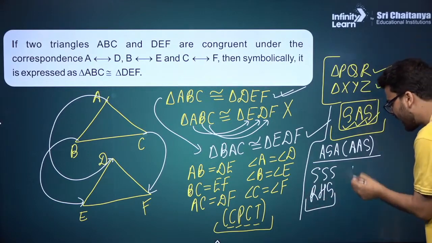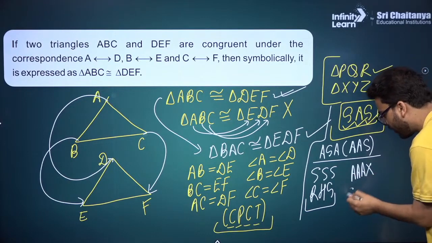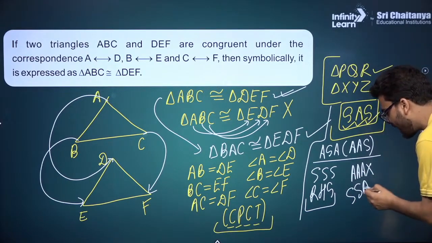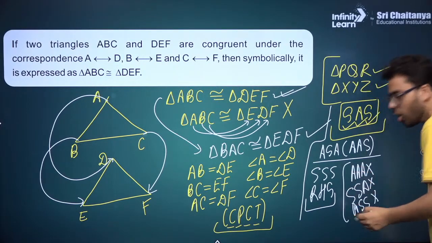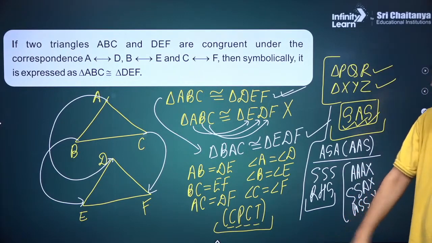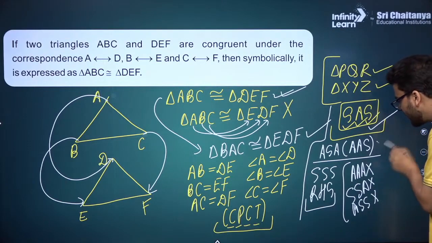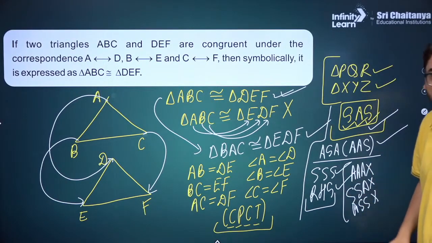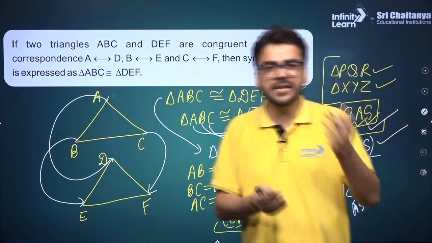You cannot say that YAA. I will explain that YAA is not there. One student, I think Ankit, asked why SSA is not there. I will explain. Or you cannot say ASS. These are not congruency criteria. You cannot cook up congruency criterion as per your own convenience. Only these are the congruency criteria which can be used, because these are proved congruency criteria that can be verified.